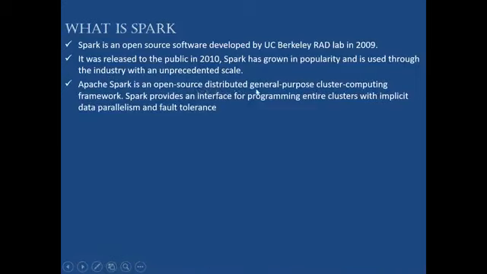Apache Spark is an open source distributed general purpose cluster computing framework. A lot of words are there. What is meant by open source? Anyone can make modifications and use it. Very good. Yes, open source means you can take the Spark code, modify it, and use it.